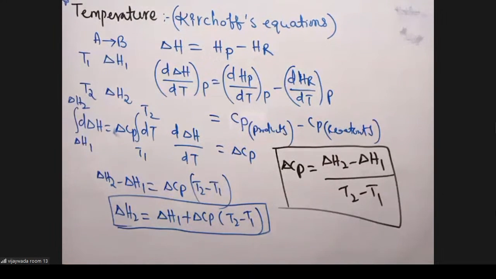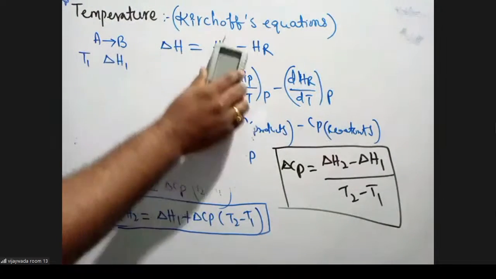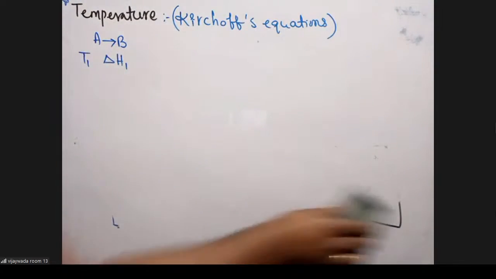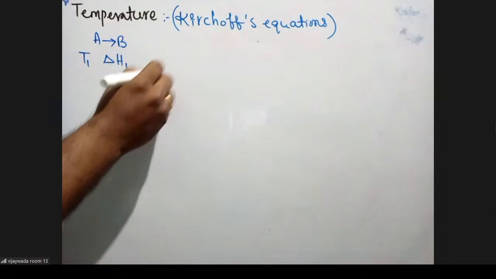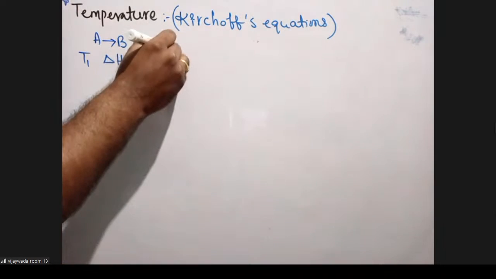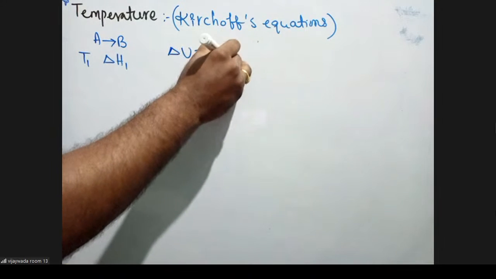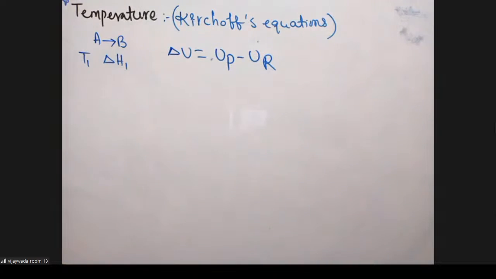So do you understand how we can find the new heat of reaction? Yes, this equation is a very important equation, students. Temperature effect. Again, the same equation you can get if you take delta U equal to internal energy of products minus internal energy of reactants.